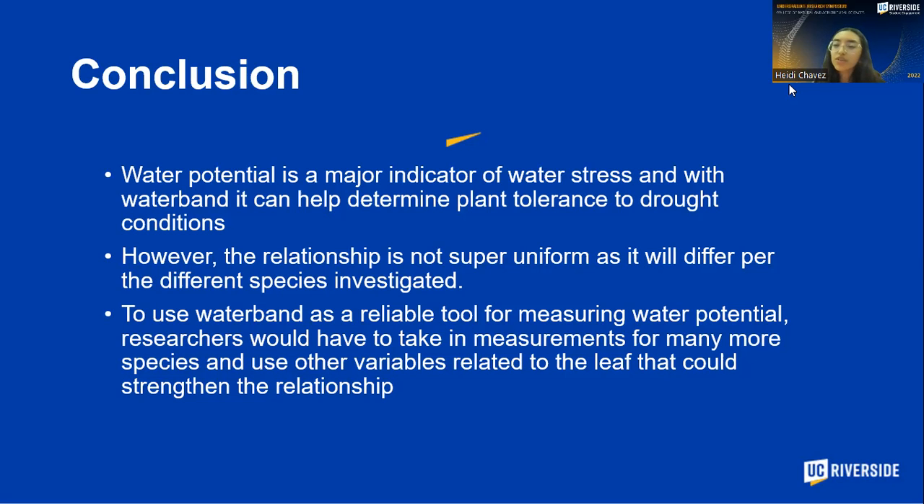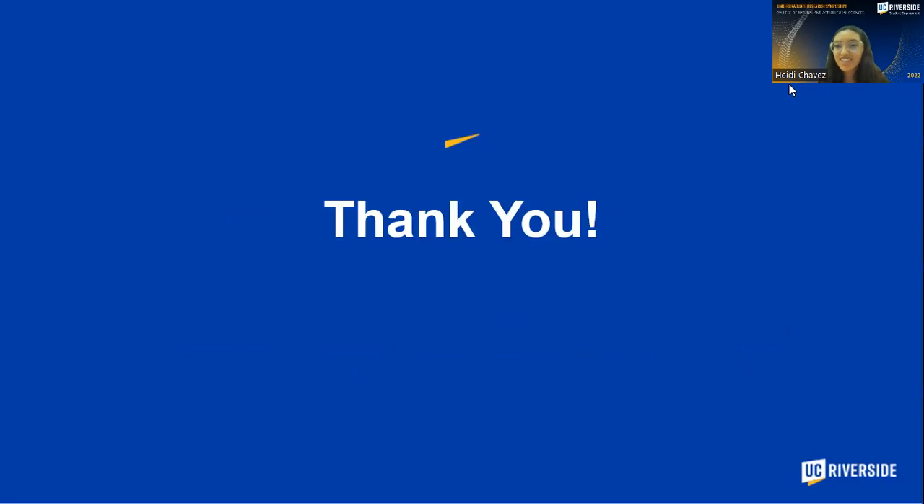In order to use water band as a reliable tool to measure water potential, what researchers could do is take many more measurements for other species and also use other variables to strengthen the relationship, such as the leaf thickness or the specific area of the leaf. And so that is the end of my presentation. Thank you so much.